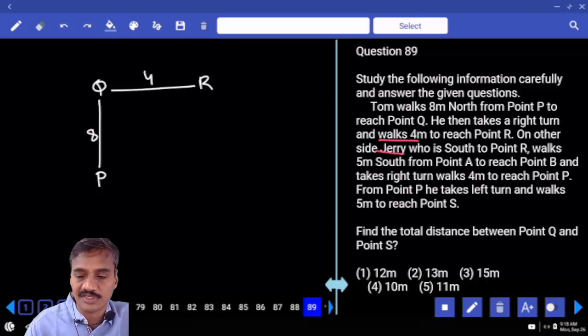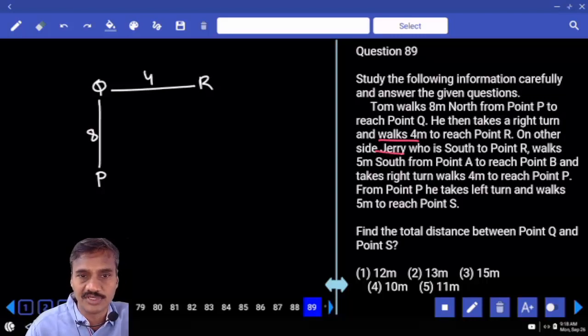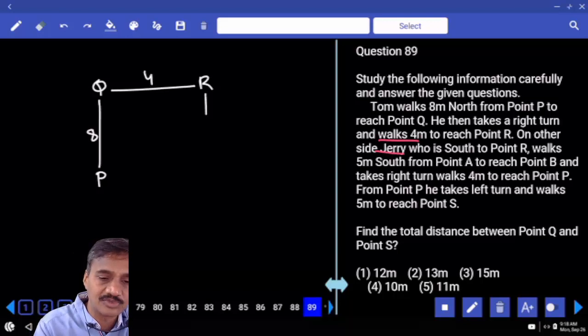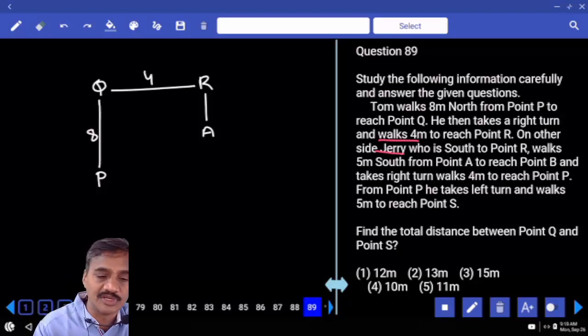On the other side, Jerry, who is at point A to the south of R, walks 5 meters south from A to reach point B. Let us take 5 meters like this.